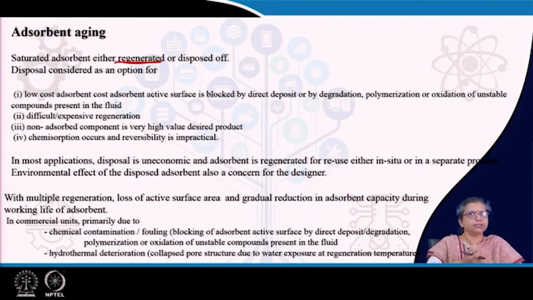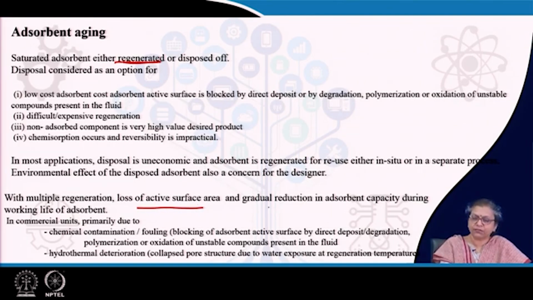Since this desorption or regeneration is so very important, we are definitely going to discuss the desorption mechanisms. For the moment, it is important for you to remember that whenever we go for this regeneration process, with repeated adsorption and desorption, naturally there is some loss of the active surface area, and therefore a gradual reduction in the adsorbent capacity during the entire working life of the adsorbent. Why does it happen? It happens due to chemical contamination or fouling, which is usually considered to be an irreversible process.